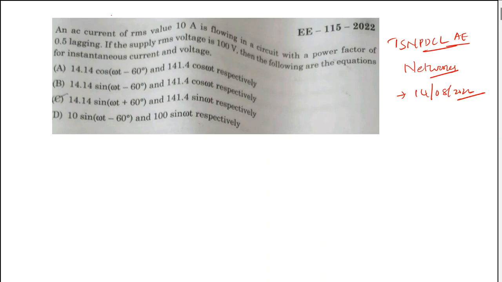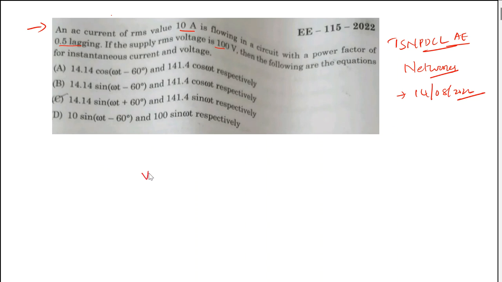The first question that I'm facing in my question paper is: an AC current of RMS value 10 amps is flowing in a circuit with a power factor of 0.5 lagging. If the supply RMS voltage is 100 volts, which of the following are the equations for instantaneous currents and voltages? First they gave a voltage source V of t as 100 volts. This is an RMS value, right? V of t is nothing but V into sine omega t, but they gave 100 volts as RMS.